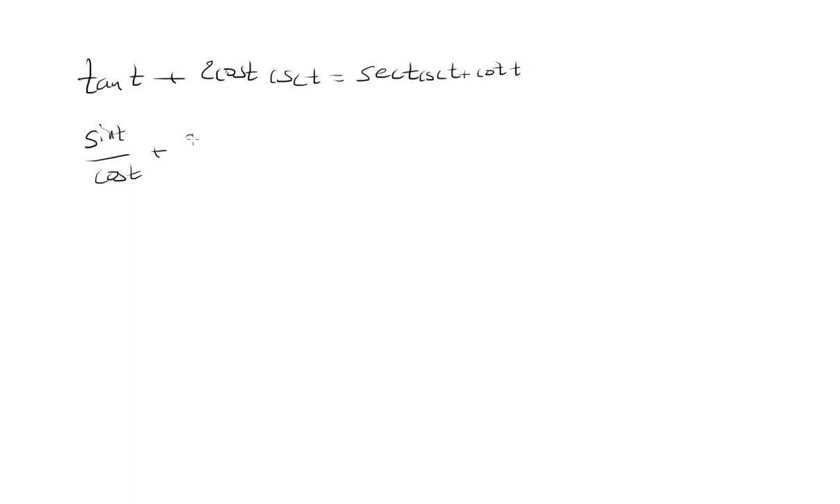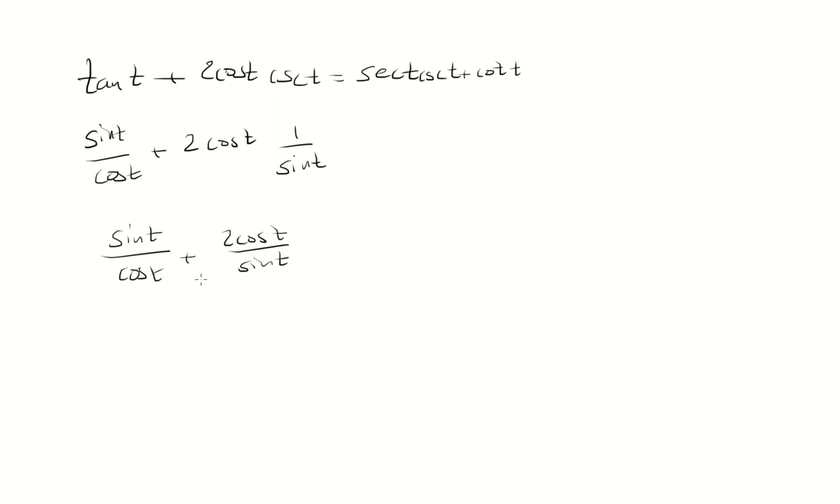Identity: tangent t plus 2 cosine t times cosecant t is equal to secant t times cosecant t plus cotangent t. The first step should be to write this in terms of sines and cosines. So tangent is sine over cosine, and then cosecant is 1 over sine. So this is just sine t over cosine t plus 2 cosine t over sine t.